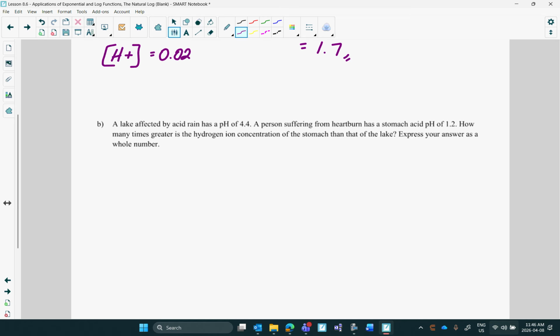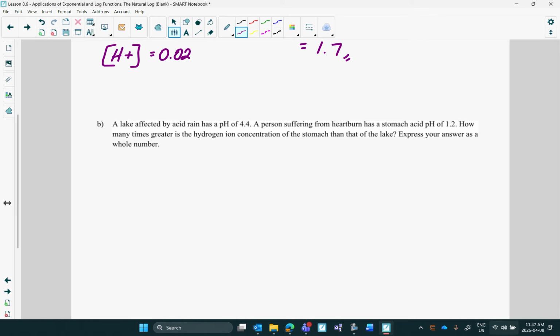A lake affected by acid rain has a pH of 4.4. A person suffering from heartburn has a stomach acid pH of 1.2. How many times greater is the hydrogen ion concentration of the stomach than that of the lake? Well, don't we have to find the hydrogen ion concentration of both first before we figure out how many times bigger one is than the other?